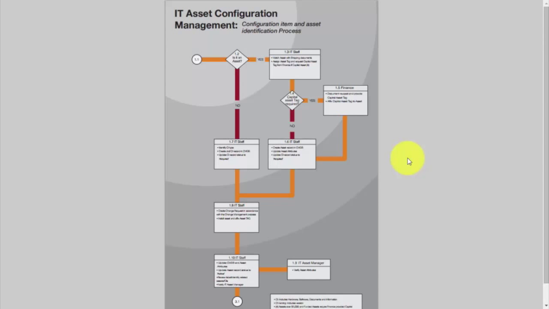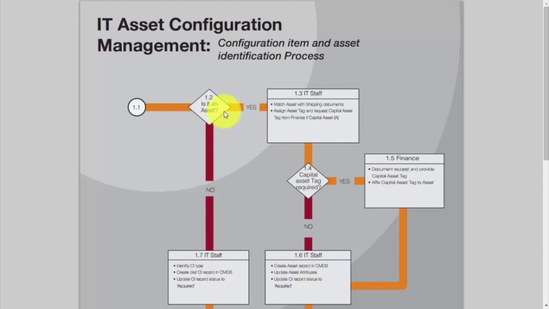The first step in the IT asset configuration management process for new items is going to be the identification process. And we have the identification process laid out for us in this flowchart, and we want to work through the individual steps. The first question will be whether or not the new item received, which is step one, so a new item is received, and the IT staff then has the responsibility of answering the question, is it an asset? We'll start with the yes.